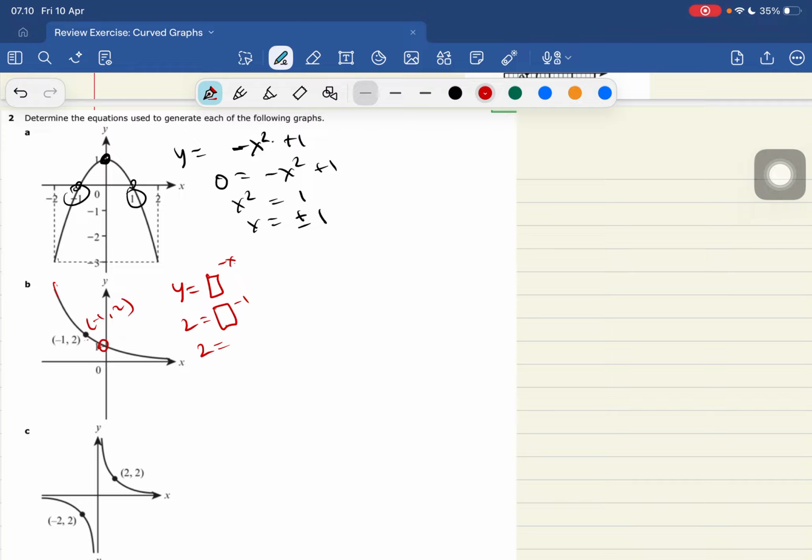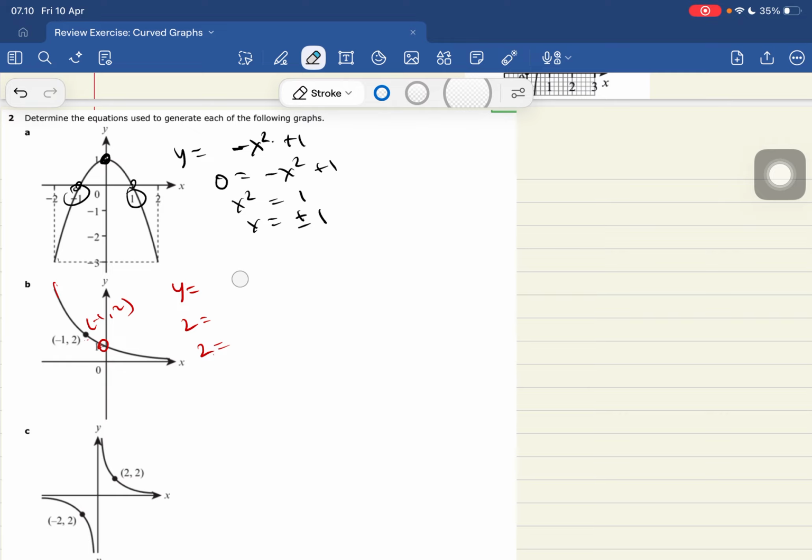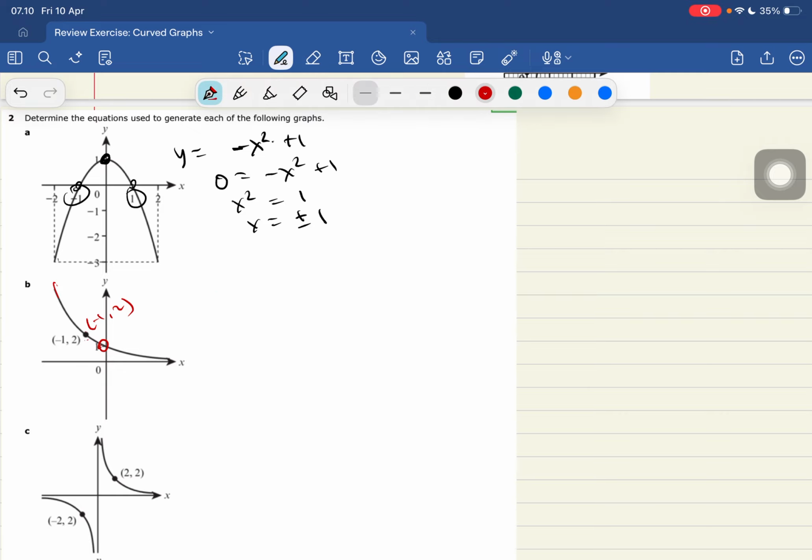Here 1 over x, so it's going to be 2. Yeah, so it's going to be 2 here. Can write it. And also y equal to 1, so we can just say power of 0 is going to be 1. So here for b is y equal to 2 power of negative x.